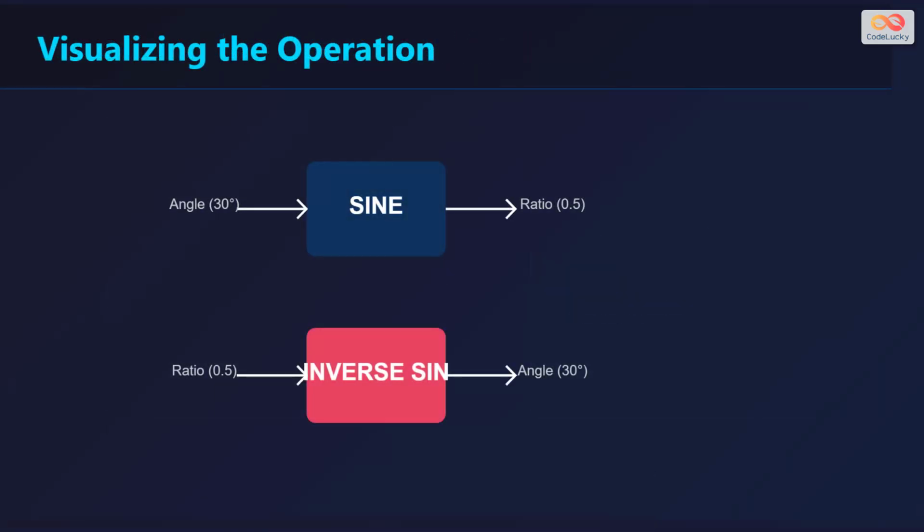Think of these functions as machines. The sine machine takes an angle as input and produces a ratio. The inverse sine machine does the exact reverse. It takes the ratio as input and outputs the original angle. They are perfect opposites.